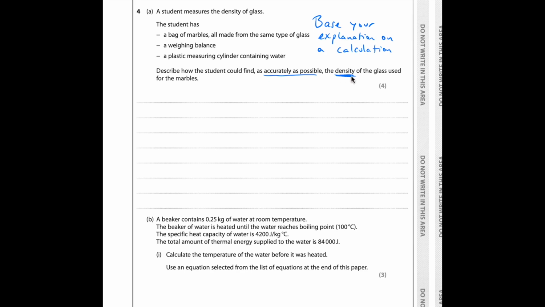So the calculation we need is for density. So density equals mass divided by volume. So you just need to tell the examiner to measure the mass. Now if we want it as accurately as possible, if we measure the mass of 10 marbles and then divide by 10, we'll get a good average.